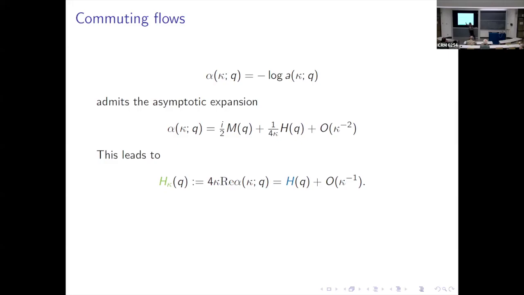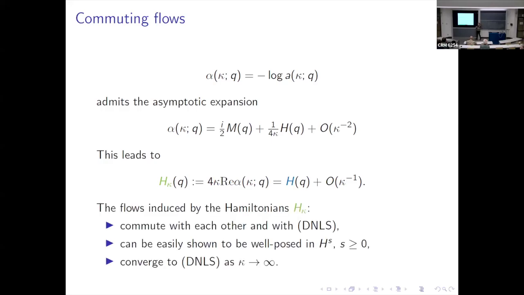I'm going to get a new Hamiltonian, h_kappa, which is equal to 4 kappa times the real part of alpha, and that will be equal to the Hamiltonian of DNLS plus lower order terms. Okay, so as kappa goes to infinity, I expect these to converge. And if I look at the flows that are induced by this Hamiltonian h_kappa, I see that they commute with each other and they commute with DNLS, meaning that if you give me some initial data and I flow them for some time under h_kappa and then some other time for DNLS, it's the same if I first evolved it under DNLS and then under h_kappa. Okay, the order in which I evolve them does not matter.